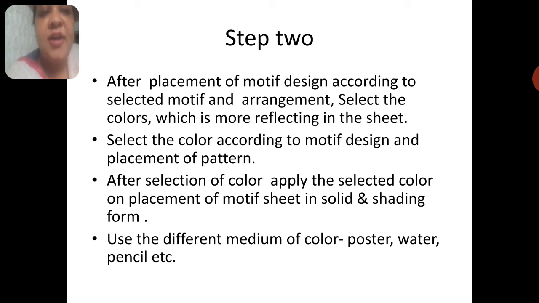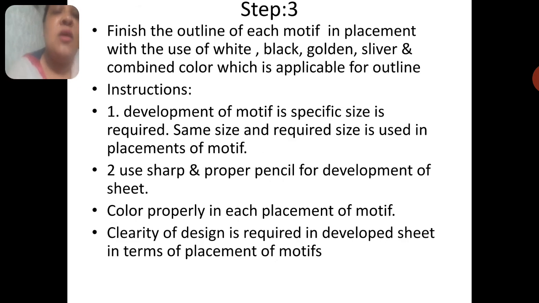After selection of color, apply the selected color on the placement of the motif sheet in solid and shading form. There is no limitation for the color, but you must select the right color which is reflecting in your sheet and represents the ethnic design. Use different mediums of color: watercolor, poster color and pencil color. Step 3. Finish the outline of each motif and placement with the use of white, black, golden, silver or a combination of colors, and the same color which is applicable for outline.